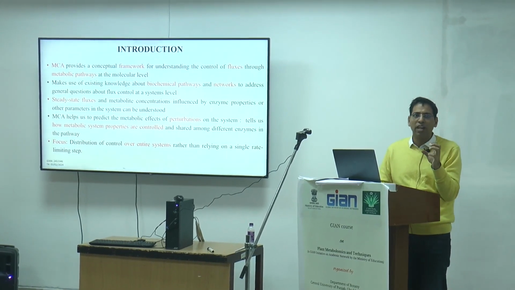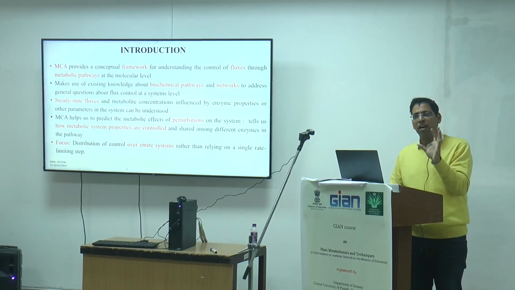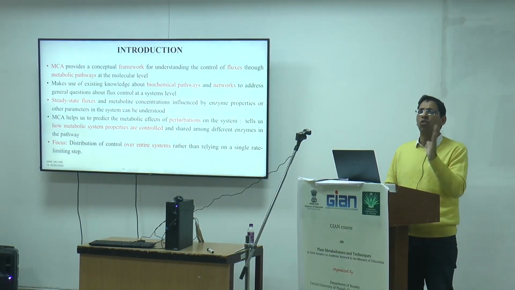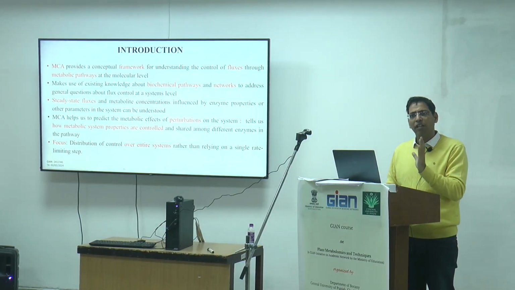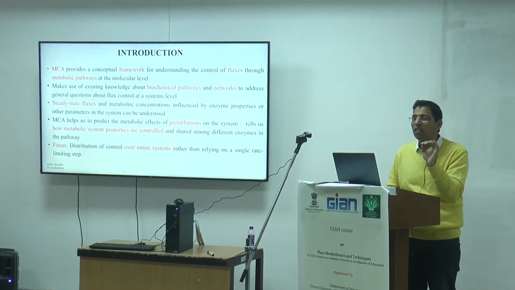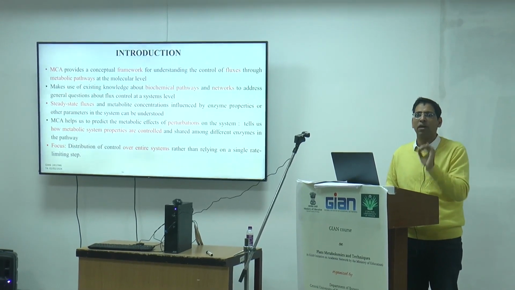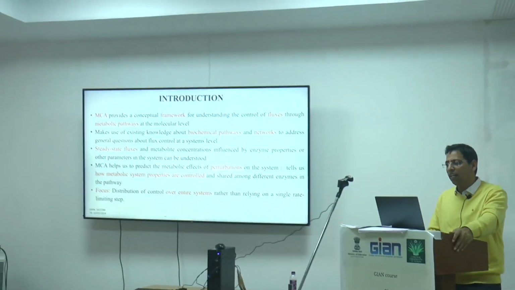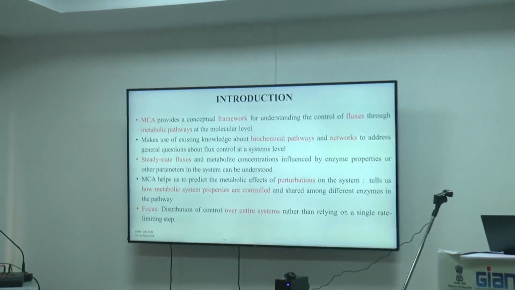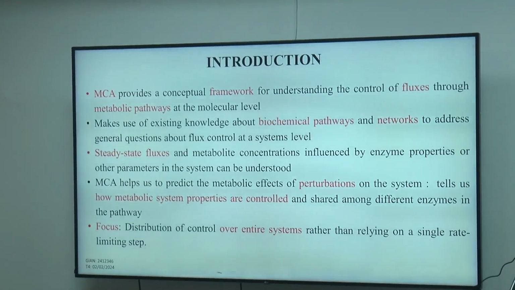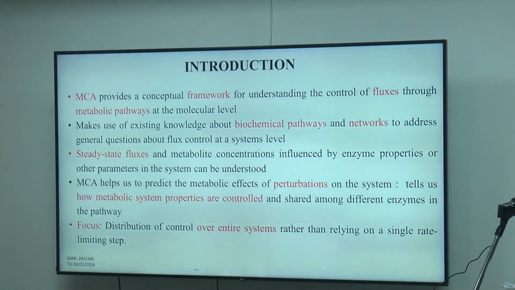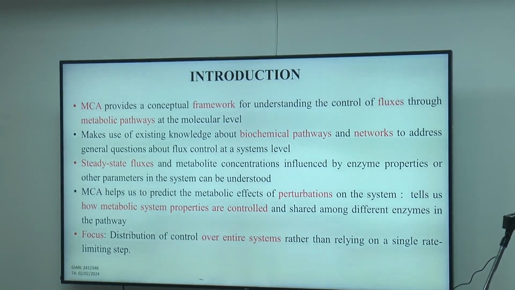Now I would like to elaborate this in this way: a biosynthetic pathway has many reactions. Every reaction has its own speed. So this metabolic control analysis helps to understand which flux, which reaction is the key determinant for that particular biosynthetic pathway. Basically, we have to use whatever existing knowledge is available online about the biochemical pathways and the network, which can be used to understand the speed of the different biosynthetic reactions in the whole pathway.